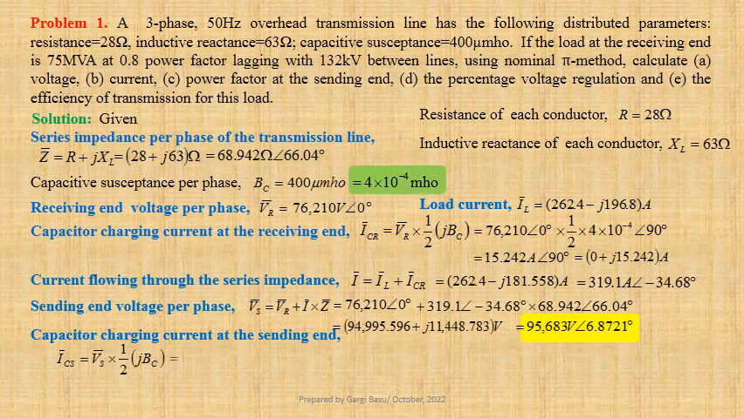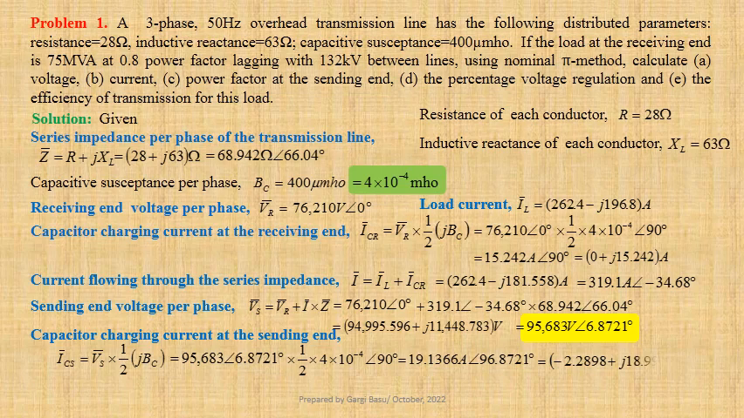Using values we get 95,683 at an angle 6.8721 degree into half of 4 into 10 to the power minus 4 at an angle 90 degree. That gives us 19.1366 ampere at an angle 96.8721 degree. This may be written in Cartesian form as minus 2.2898 plus j times 18.999 ampere. Now we shall calculate sending end current.